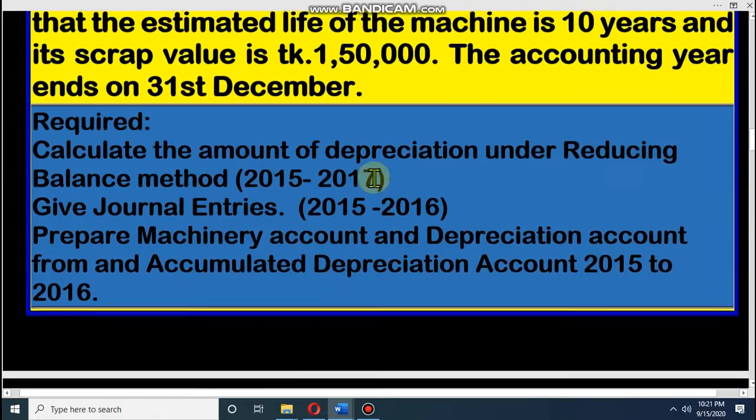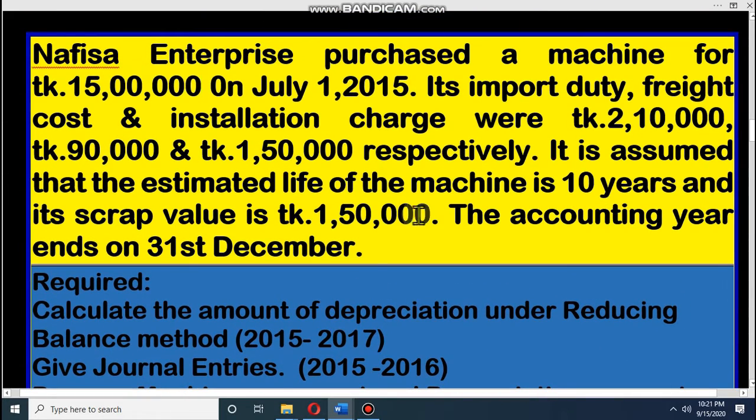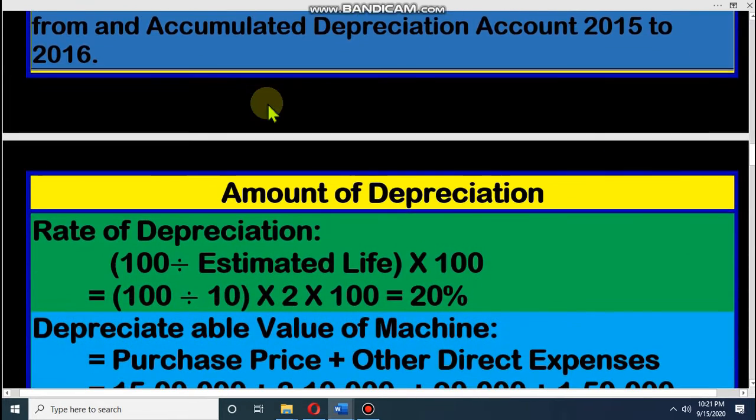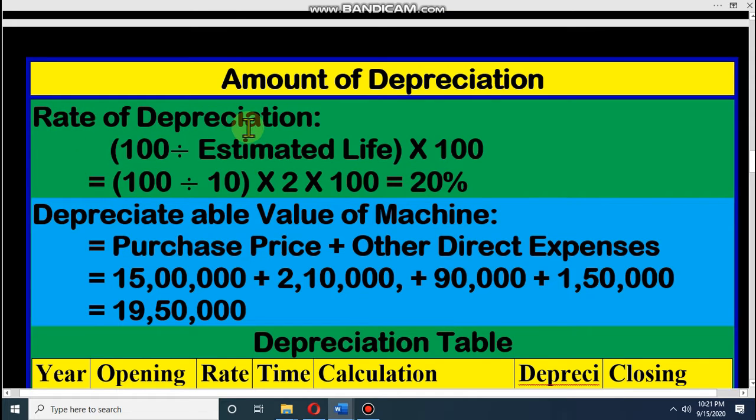Dear student, in this math there is no rate of depreciation given anywhere. All of you know that in the last class we discussed how you can find the rate of depreciation. Look at the formula for the rate of depreciation. Dear student, be careful, we are doing math under the reducing method. The rate of depreciation is 100 divided by estimated life, into 2, and then into 100. This is the formula of depreciation under the reducing method.